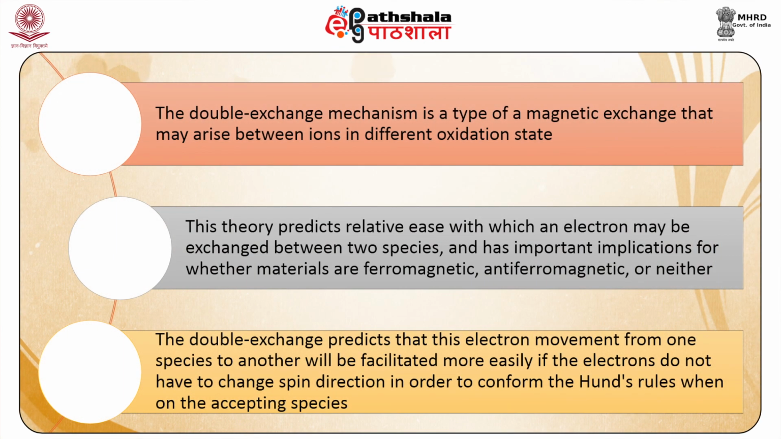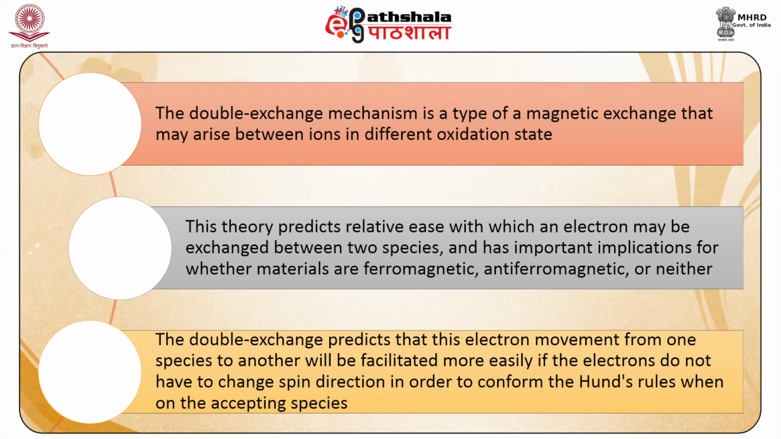The double exchange mechanism is a type of magnetic exchange that may arise between ions in different oxidation states. This theory predicts the relative ease with which an electron may be exchanged between two species and has important implications for whether materials are ferromagnetic, antiferromagnetic or neither. The double exchange predicts that this electron movement from one species to another will be facilitated more easily if the electrons do not have to change spin direction in order to conform to Hund's rule.